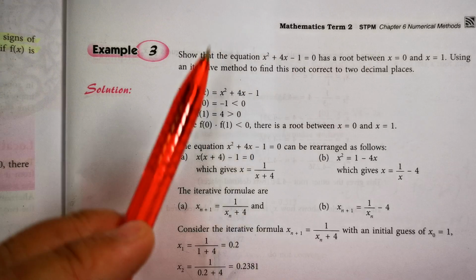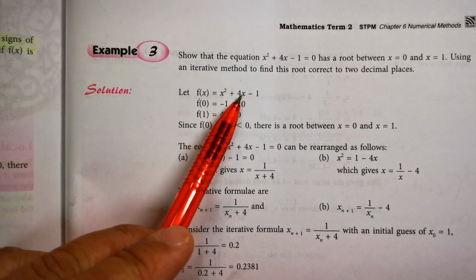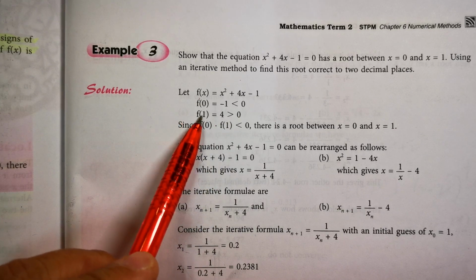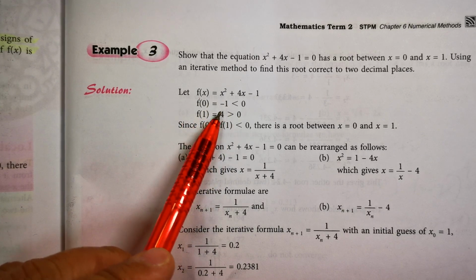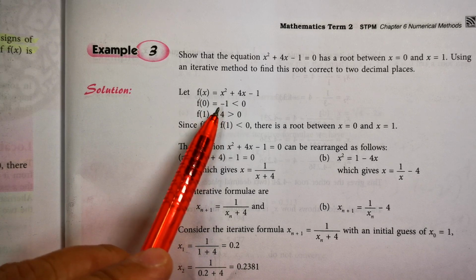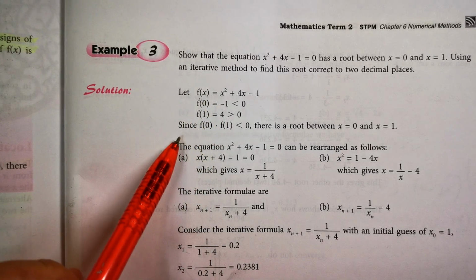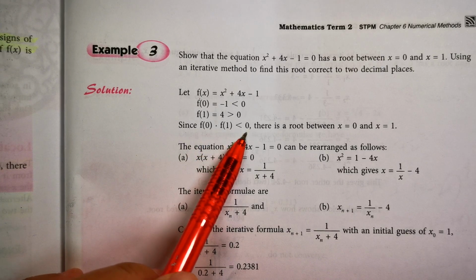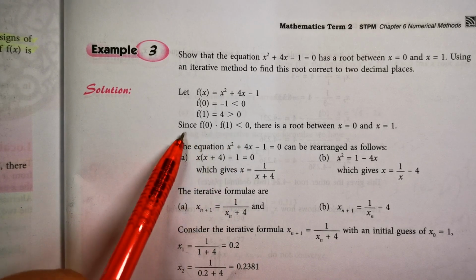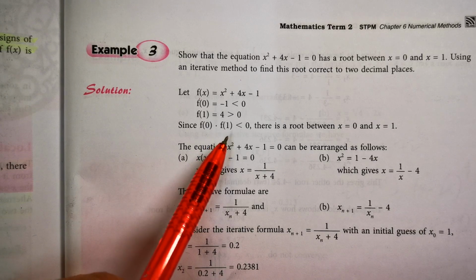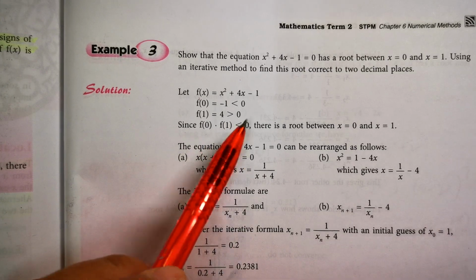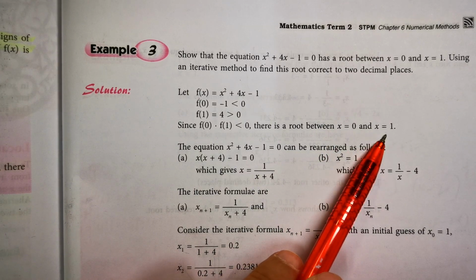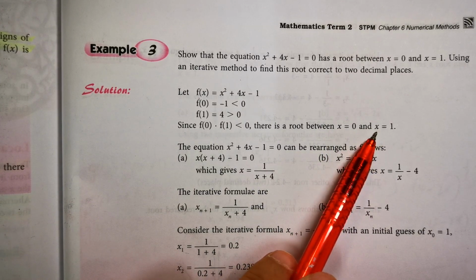Then sub in 1. So 1 plus 4, 5, 5 minus 1, 4. So positive. Show these two values. But remember yesterday I asked you not to just show the value only. Show the calculation. Then you write the conclusion. Since the multiplication of f(0) and f(1) is negative, or you use the sentence, since f(0) and f(1) have opposite signs, different signs, then there is a root lying between x equals 0 and x equals 1. This is what we discussed yesterday.